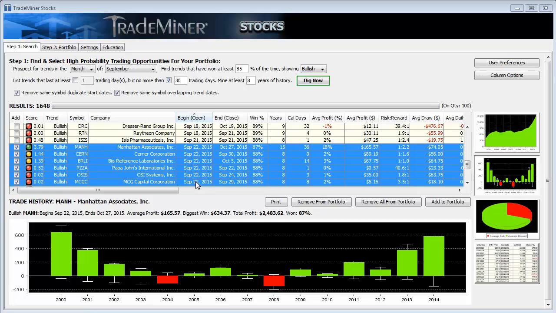So I've just picked all of the markets that come up within September 22nd, which is upcoming here in a couple of days. And you'll notice, look at this one, ISIS Pharmaceuticals.